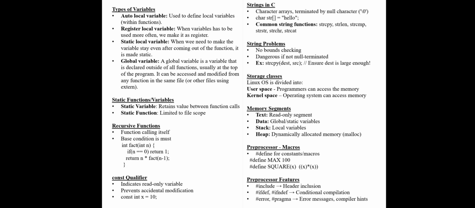Static local variable. A static variable inside a function retains its value even after the function ends. It is initialized only once and remembers its previous value in the next function call. A global variable is declared outside all the functions, typically at the top of the program. It can be accessed and modified by any function in the same program.